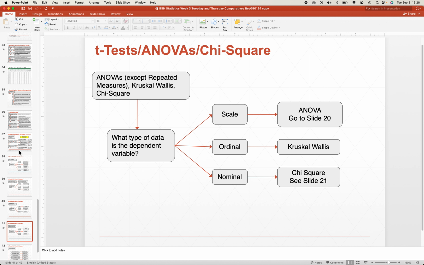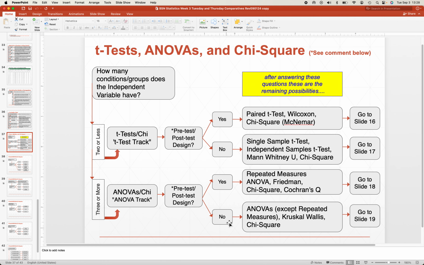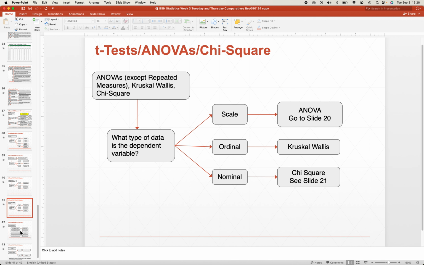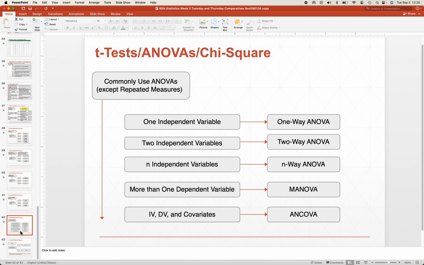If it's not a pre-test, post-test design, and we come along this bottom track, we're directed to slide 19. And this is what slide 19 looks like. These are our basic ANOVAs. And here it depends on how many independent variables we have. If we have 1, it's a one-way ANOVA. If it's 2, it's a two-way ANOVA. If we have any number of independent variables, we have that-way ANOVA.